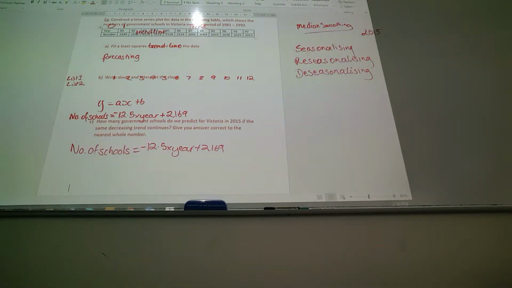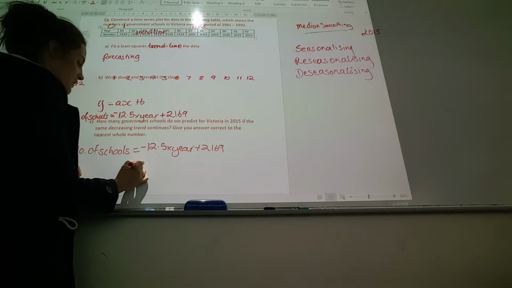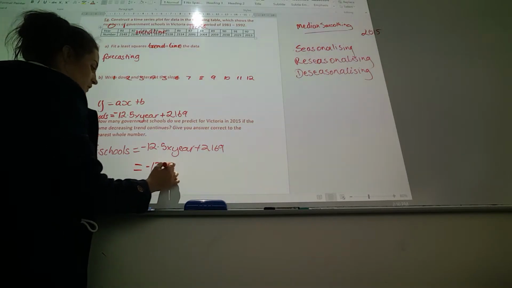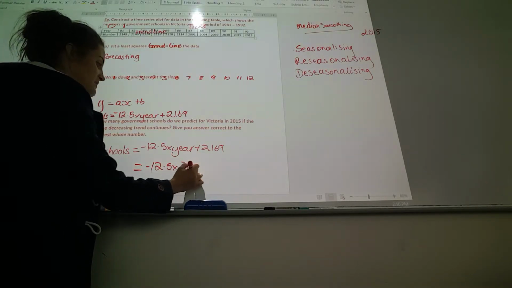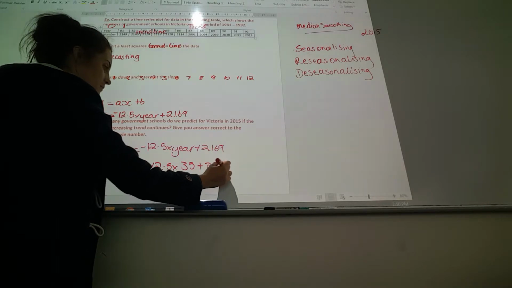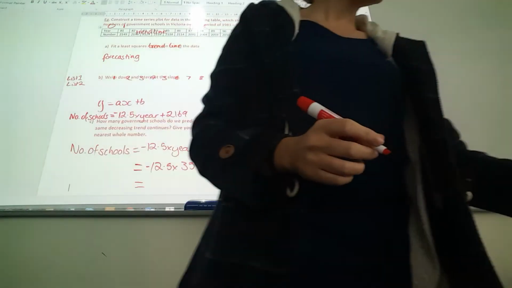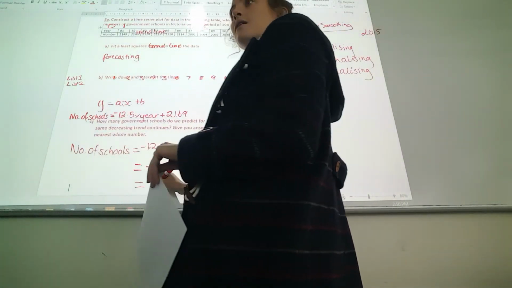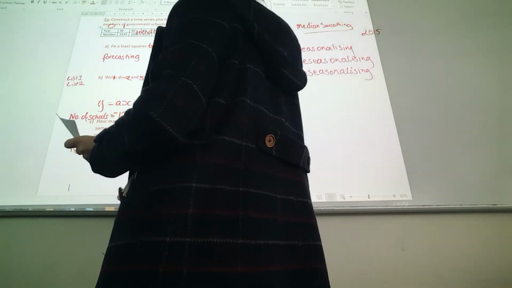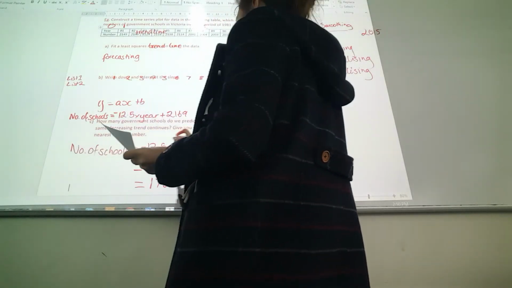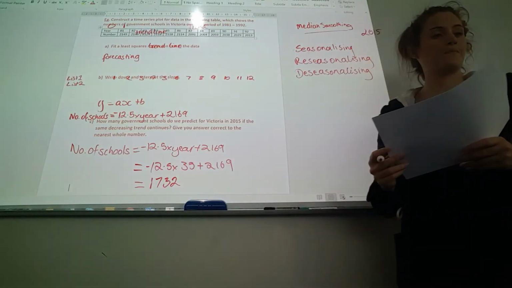Does that make sense? What we just all spoke about, discussed? Yep. Okay, so we need to sub the number 35 into the year. And what did we get? 1739.56. Yep. And it says to the nearest whole number, so we're going to round it up to 32.